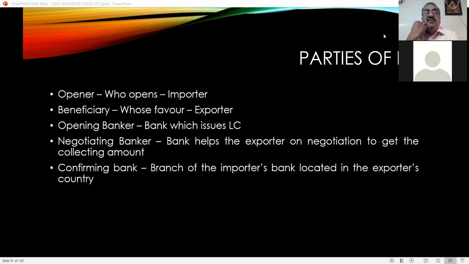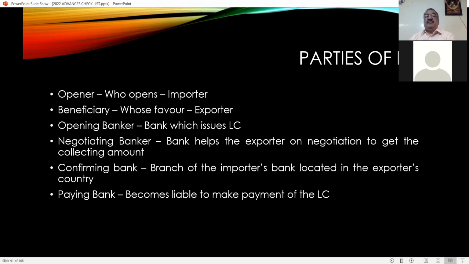So once again, who is going to open the LC? The importer. The beneficiary is the exporter. The opening banker is your banker, the negotiating banker is the exporter's bank, and the confirming banker is the bank in the exporter's country which confirms that this has been issued by the Indian banker in India. So the genuineness is also confirmed by the negotiating banker with the confirming bank.